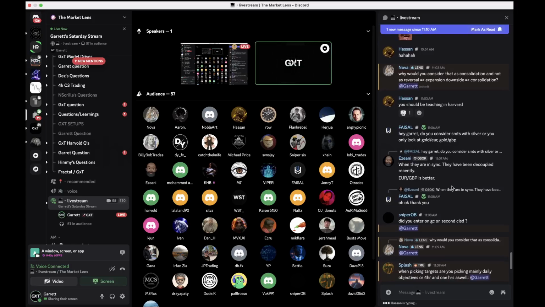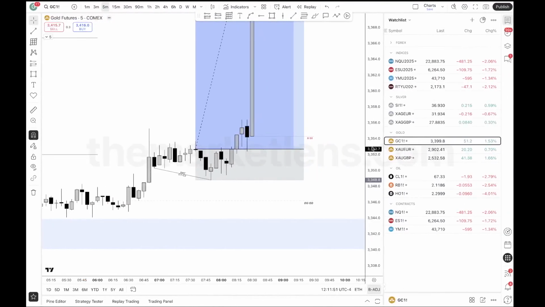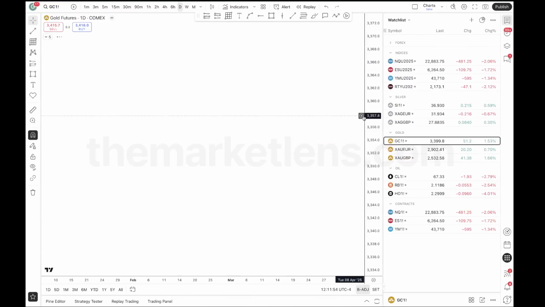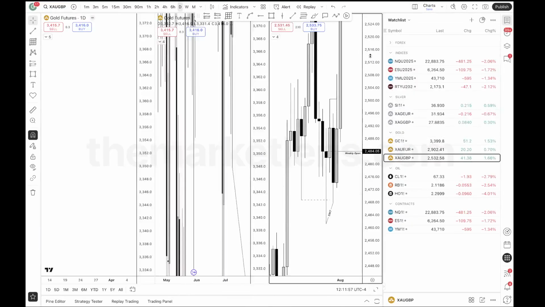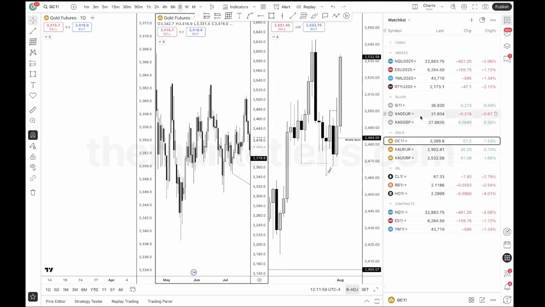Teaching Harper is crazy. Very good. You consider SMT silver. Okay. So the first thing I look at is the Euro and GBP trade. I will peep at silver, but typically there's not enough correlation. But if they're in correlation, you can check it out. I'd rather just stick to silver as its own thing. So you can use the silver triad the same way. What I mean by that is you can almost use silver as its own individual asset.